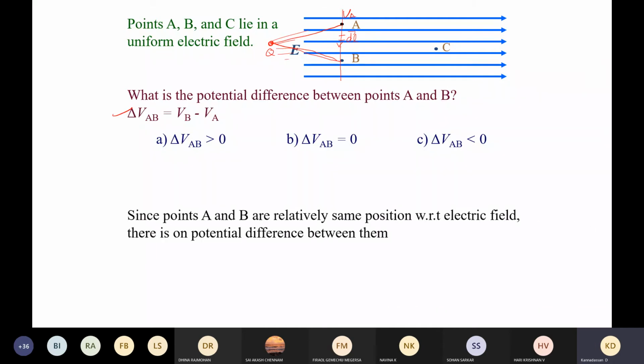So the points A and B are located at the same distance. But what about A, C and AB? What about the potential difference? Will it be greater than or less than? What is the opinion on that? What about the potential difference between these 2 points? Let's say we are going to calculate VCB, which is nothing but VC minus VB. So whether it will be positive or negative.